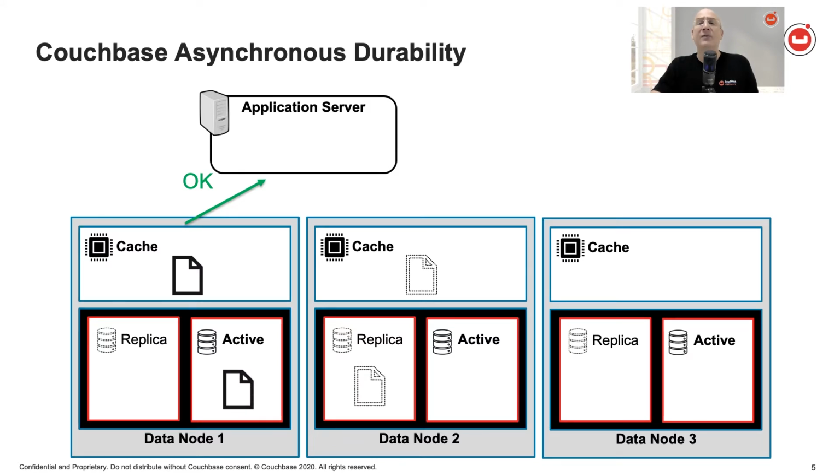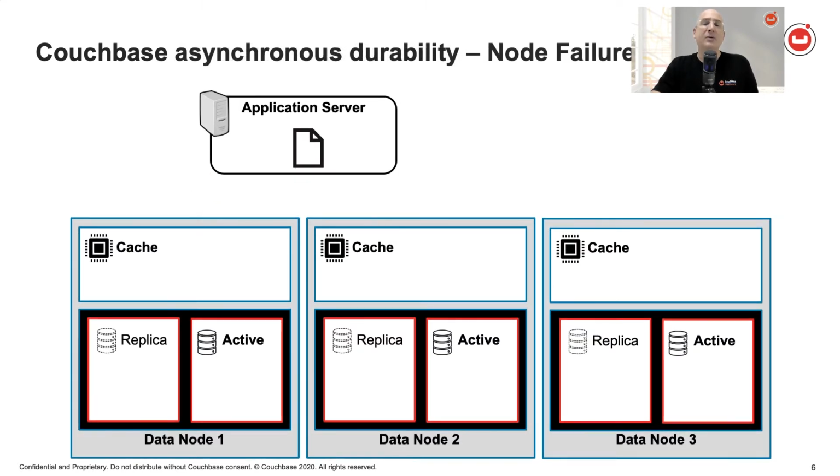The advantage of performing these operations asynchronously is obvious. The client doesn't need to wait for the document to be replicated or to be persisted to disk. Couchbase uses a queuing mechanism for the replication and for the persistence. The result is super speed.